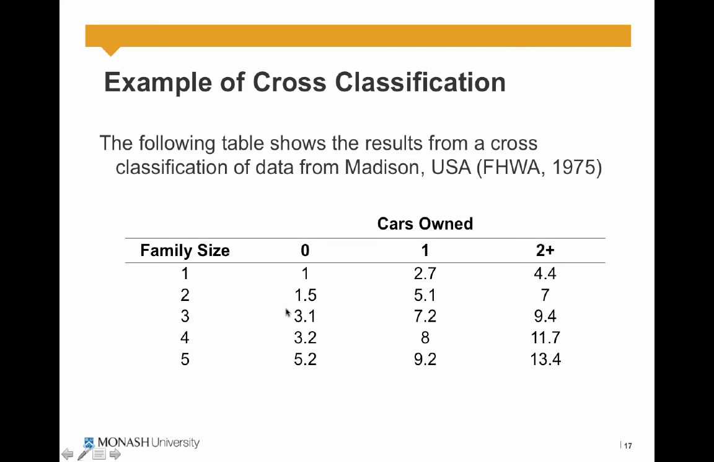So using some survey data, we estimate the average trip rate in each category. For example, for households that have 2 members with no car, the average trip rate was estimated as 1.5 trips per day, versus a household with 4 members and 1 car, they make 8 trips per day.